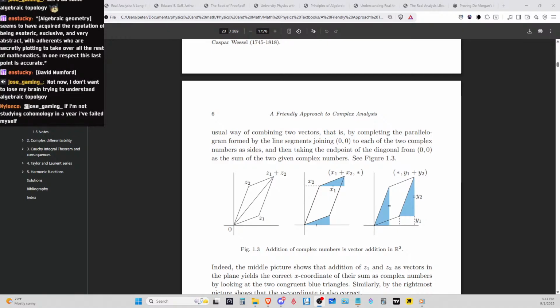Not now. I don't want to lose my brain trying to understand algebraic topology. If I'm not studying cohomology in a year, I'd fail myself. What is that? What is that?